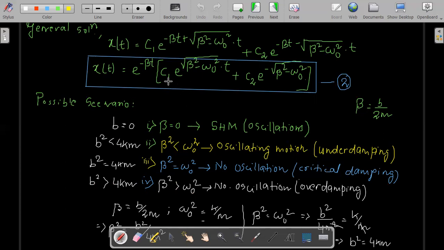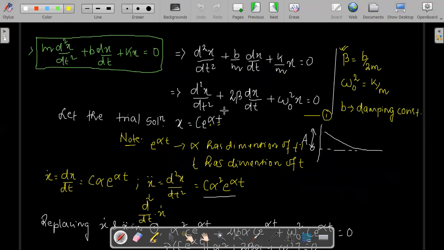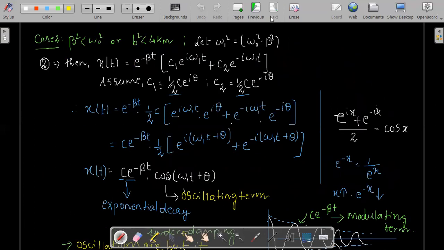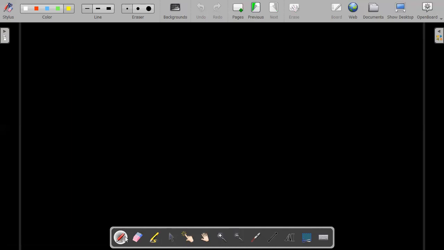function. But what will be the form of c1 and c2? And for that, what we are going to do is we are going to start with expression 1. So let's begin this derivation, and let's take a new page, and I'll start with study of case 3. So if we look in case 3, we have got beta square is equal to omega naught square.